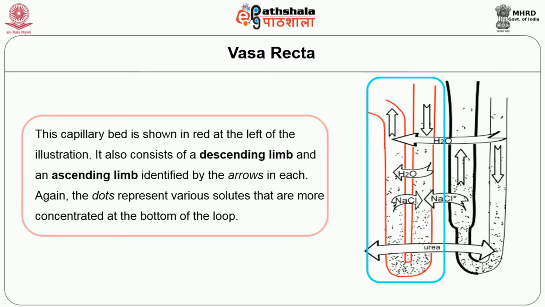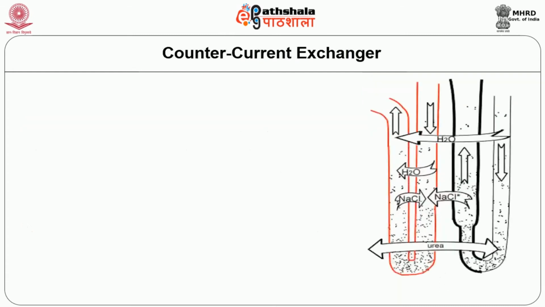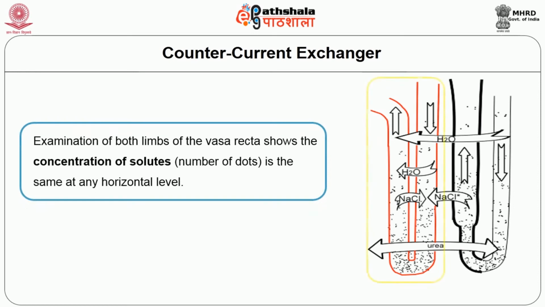It also consists of an ascending limb and a descending limb identified by the arrows in each of the areas. Again, the dots represent various solutes that are more concentrated at the bottom of the loop. Here, examination of both limbs of the vasa recta shows the concentration of solutes by the number of dots, and it is the same at any horizontal level.